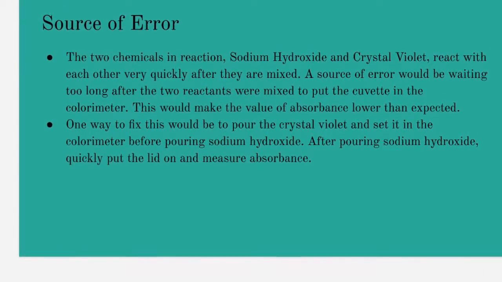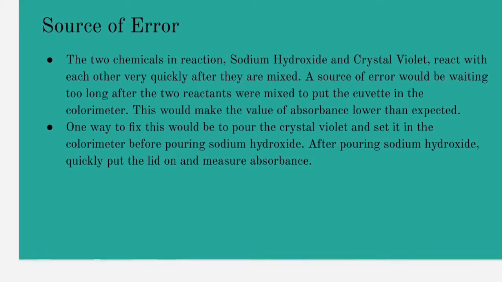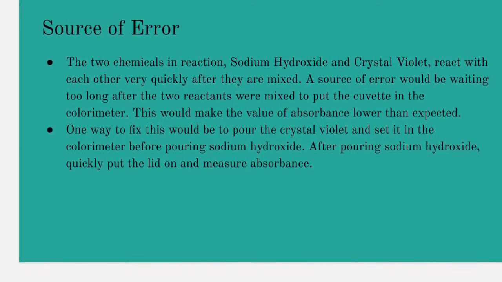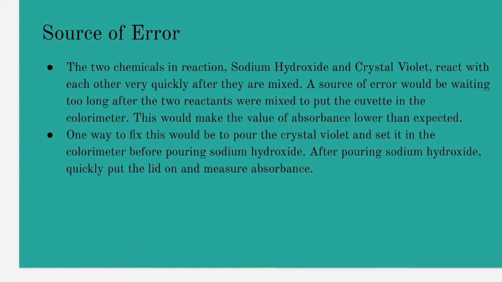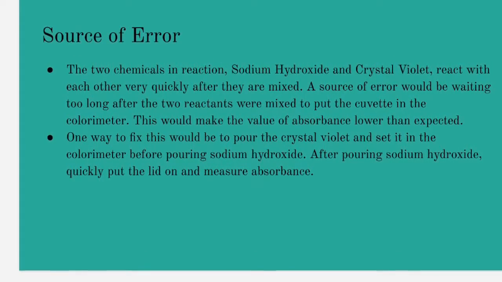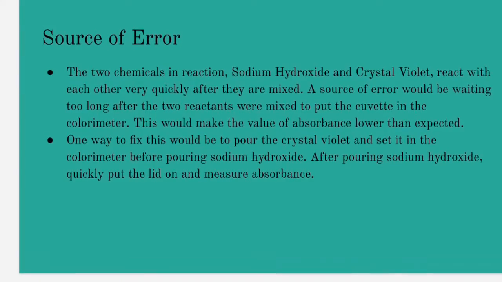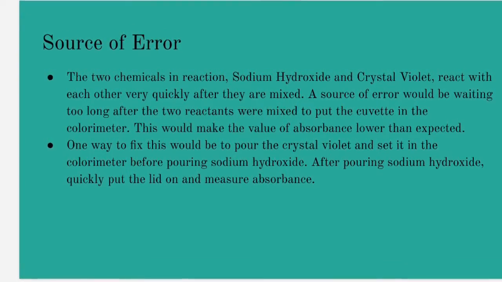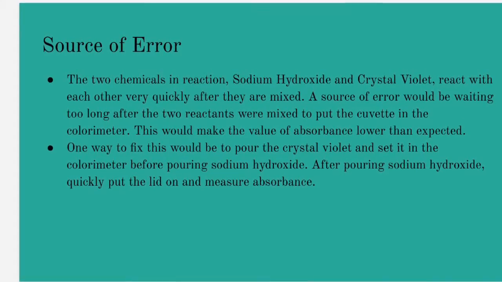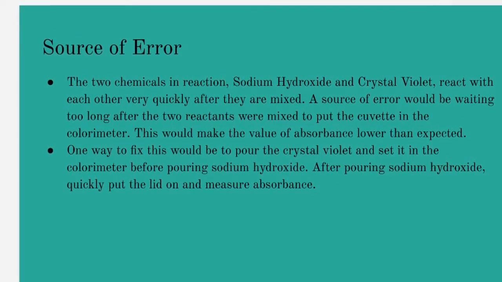In the reaction, there were 2 chemicals, sodium hydroxide and crystal violet. The 2 of them reacted very quickly after they were mixed. A source of error would be waiting too long after the 2 reactants were mixed to put the cuvette in the colorimeter and measure the absorbance and transmittance. This would make the value of absorbance lower than expected.